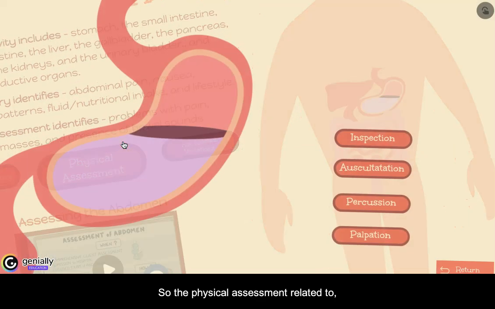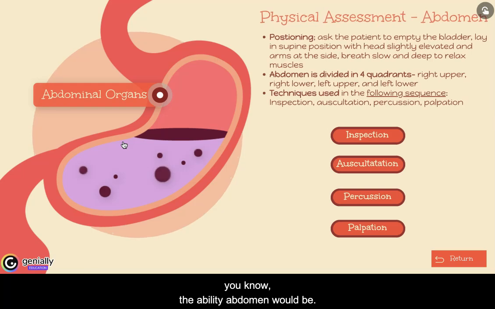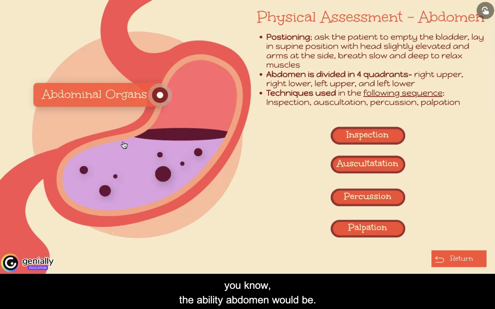So the physical assessment related to the abdomen would be you inspect, auscultate, percuss, and palpate. Now, this is the sequence that is used, and this is the order in which we use it. We inspect first, auscultate, percuss, and palpate. Now, percussion is done by advanced practice nurses. So as registered nurses, we do inspection, auscultation, and palpation. But if you see a question that asks you what order you do it in, percussion comes before palpation.